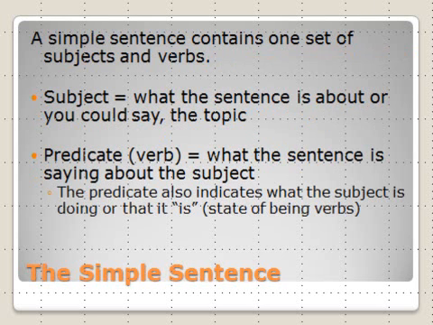We have three types of sentences, as I mentioned at the beginning of the lecture. We're going to begin simply with the simple sentence. A simple sentence contains one set, and set is very important here, one set of subjects and verbs. The subject is what the sentence is about. You could say the topic almost. The predicate is what the sentence is saying about the subject. It's going to tell what the subject is doing, or it's going to tell what the subject is.